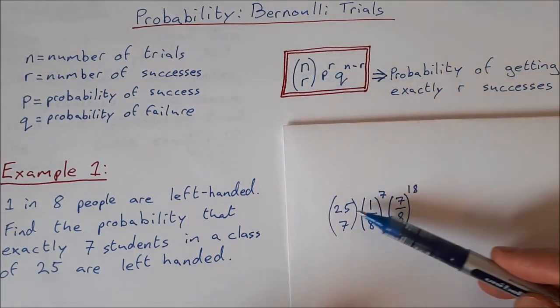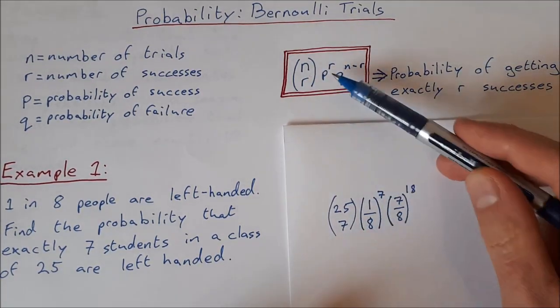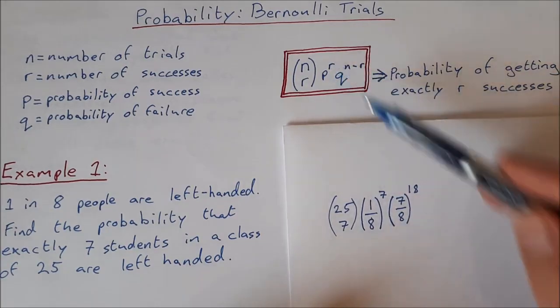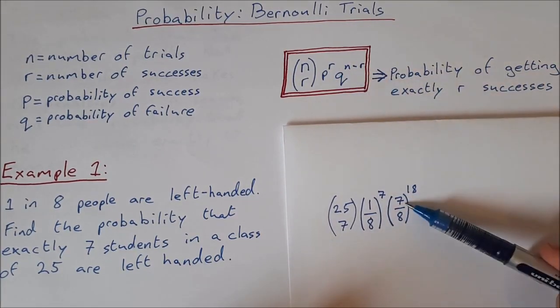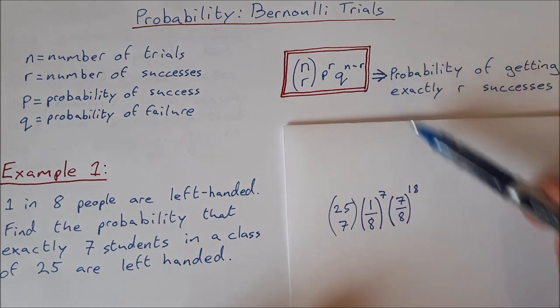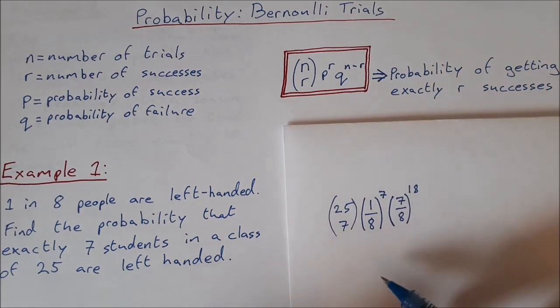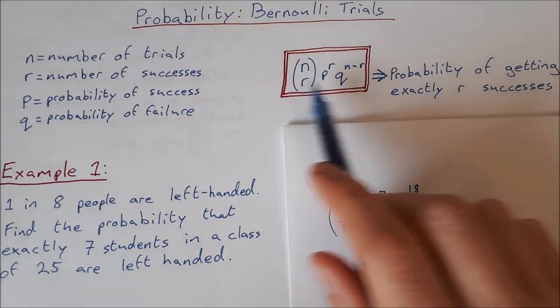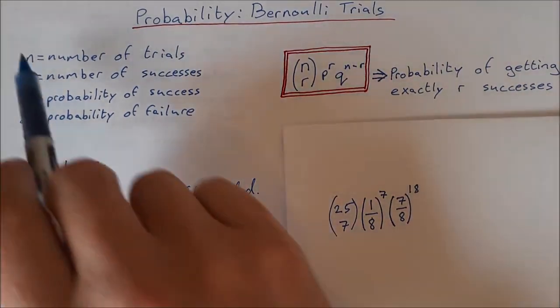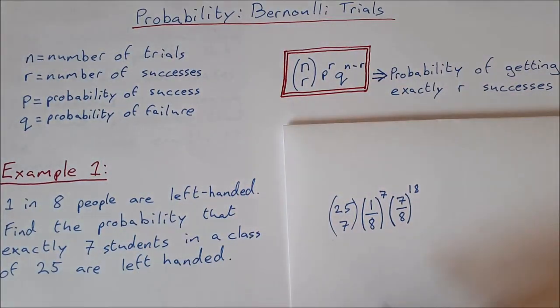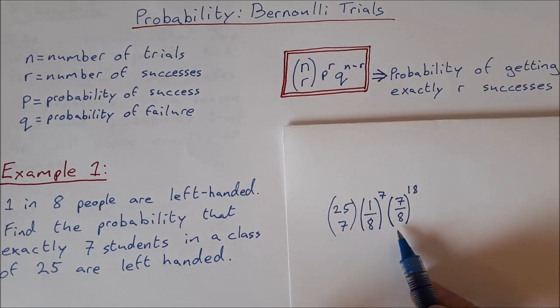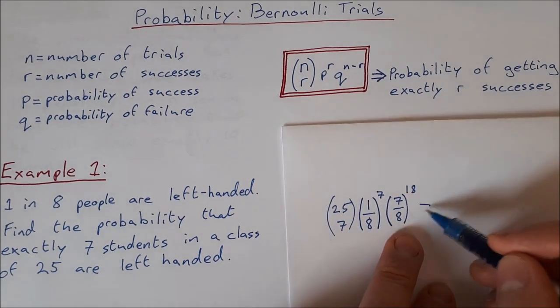So n is 25, r is 7, p is 1 over 8, r again is 7, q is 7 over 8, and n minus r is 18. So if you prefer, you can just write down the formula and write down each of these and fill them in, but this is more of a way of reasoning it out. So what's that equal to?